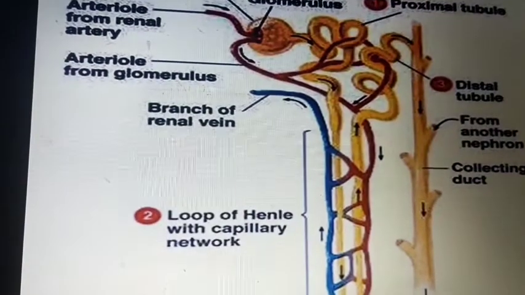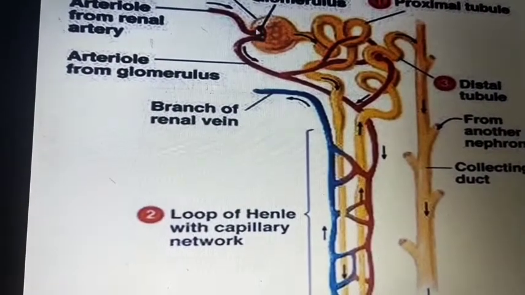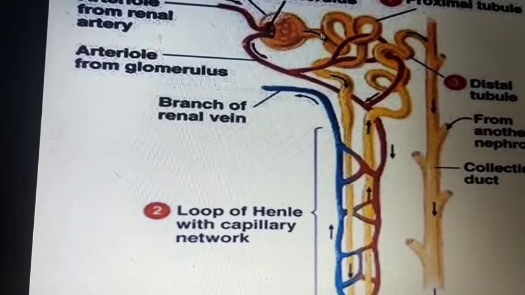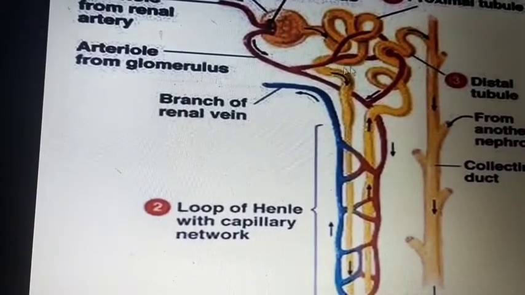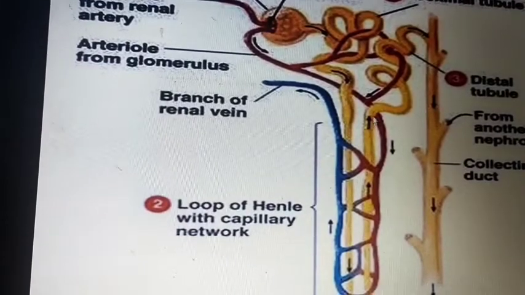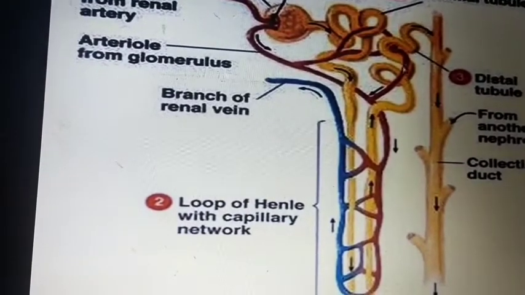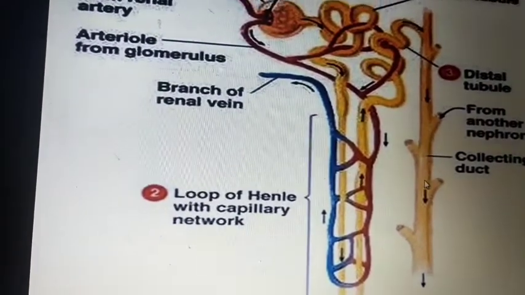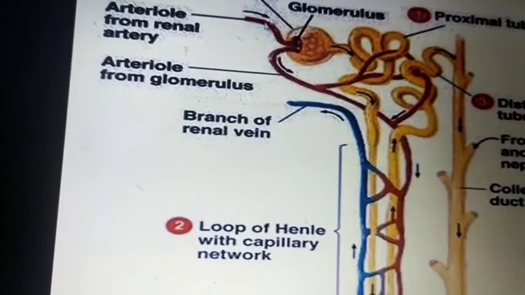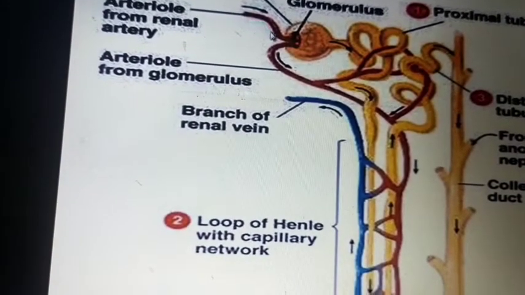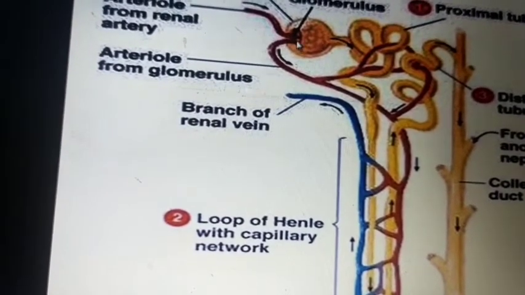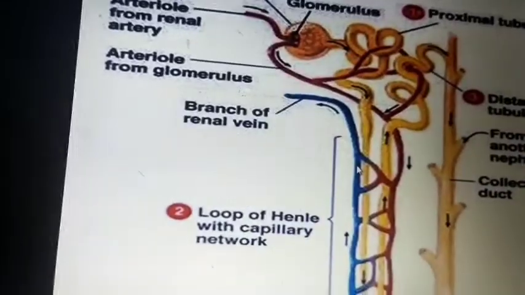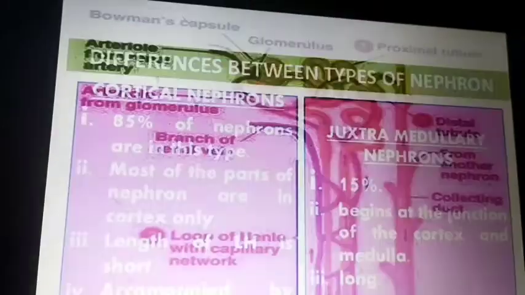We can say this is the glomerulus, and this is the Bowman's capsule. This is the proximal convoluted tubule. This is the Henle loop, a U-shaped tube, and this is the collecting duct. And this is the arteriole from the renal artery. This is the afferent and efferent arterioles from the glomerulus. Okay, you can go for the next slide.